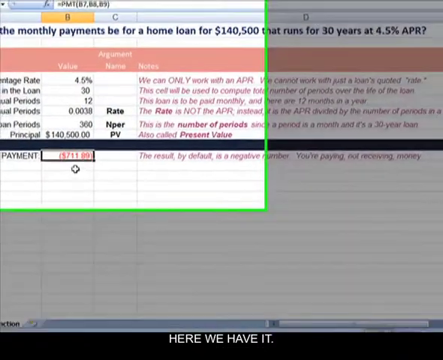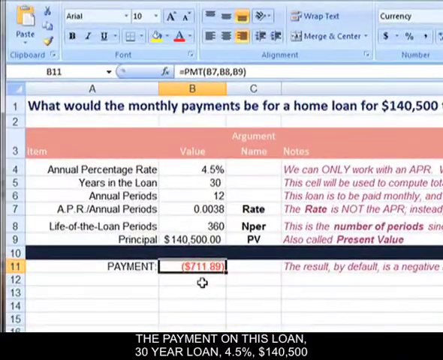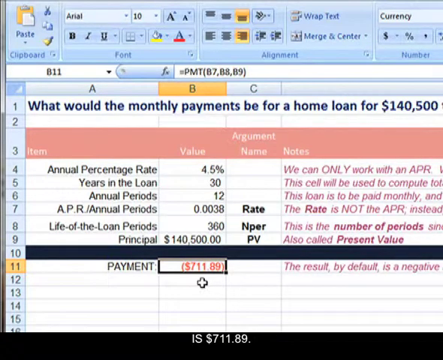Here we have it. The payment on this loan, a 30-year loan at 4.5% for $140,500, is $711.89. That is the payment function in action.